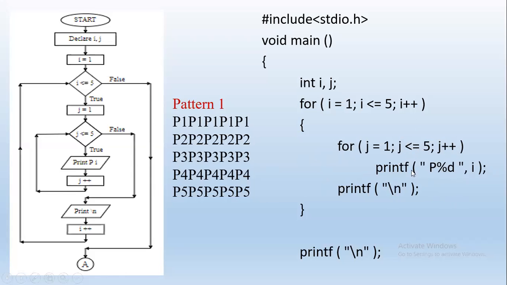The condition is checked: 2 less than or equal to 5, print P i. So we print P, i again is 1 itself. So P1 is printed a second time in the first row, and this continues. P1 is printed 5 times. Now when j becomes 6, 6 is not less than or equal to 5, the condition is false, and control comes out to the printf. It will come to the next line. Once the condition is false, control comes out to \n, so we get the cursor in the new line.